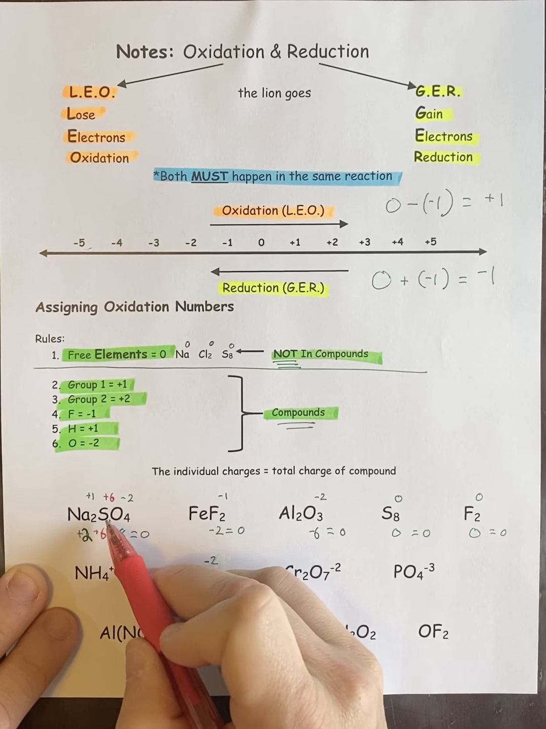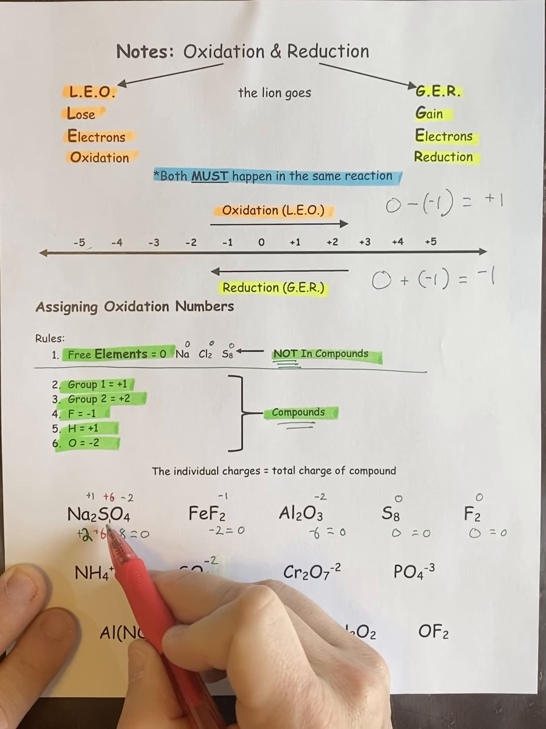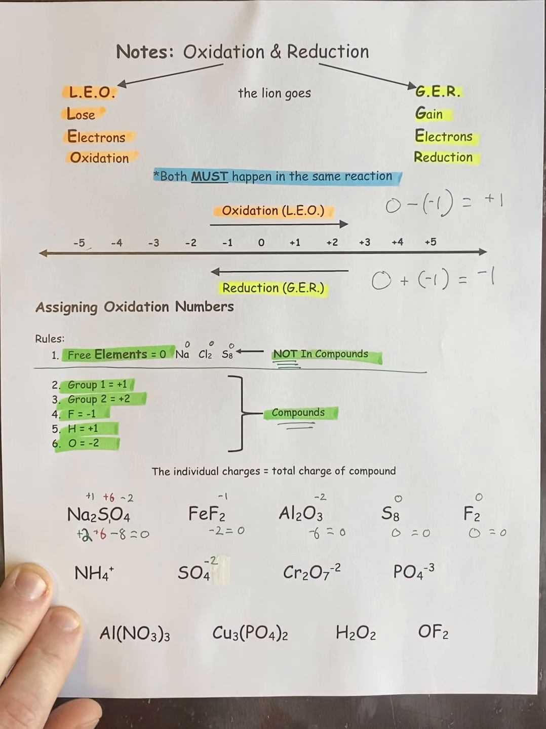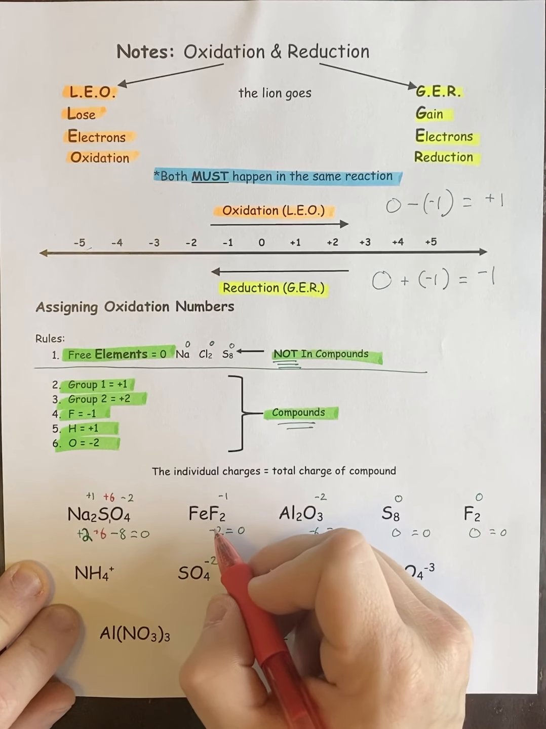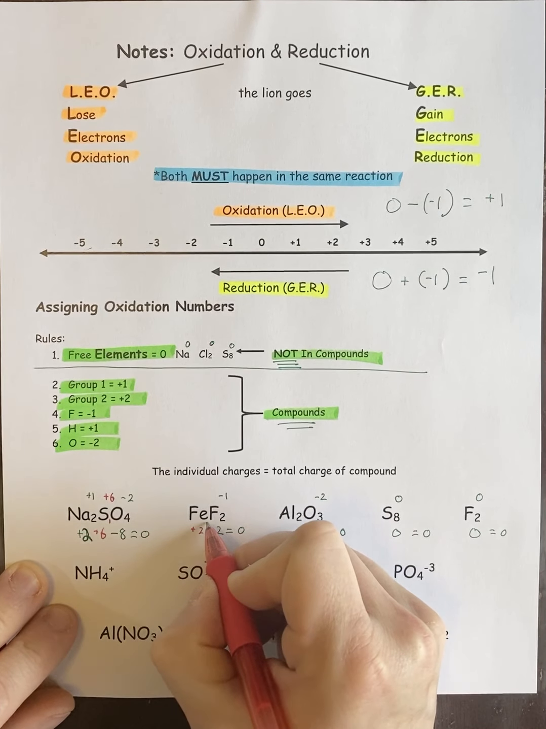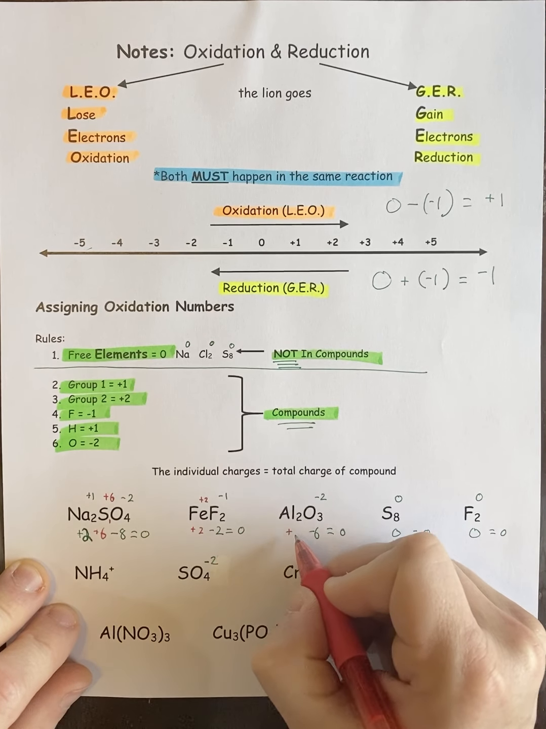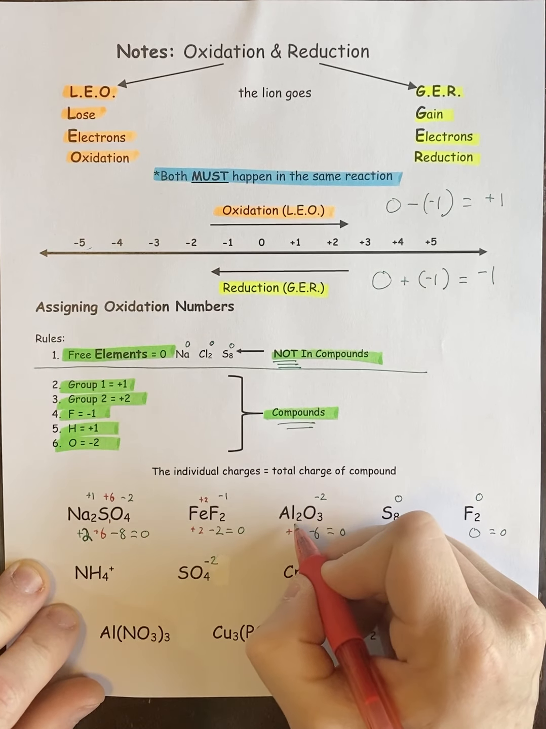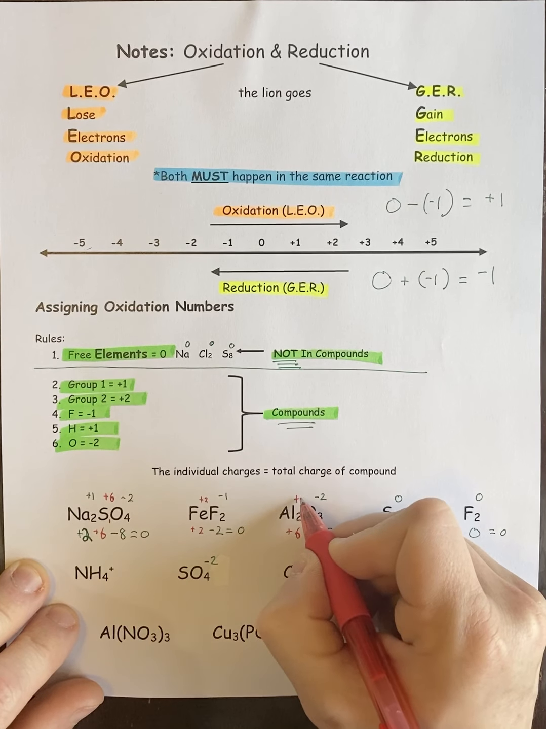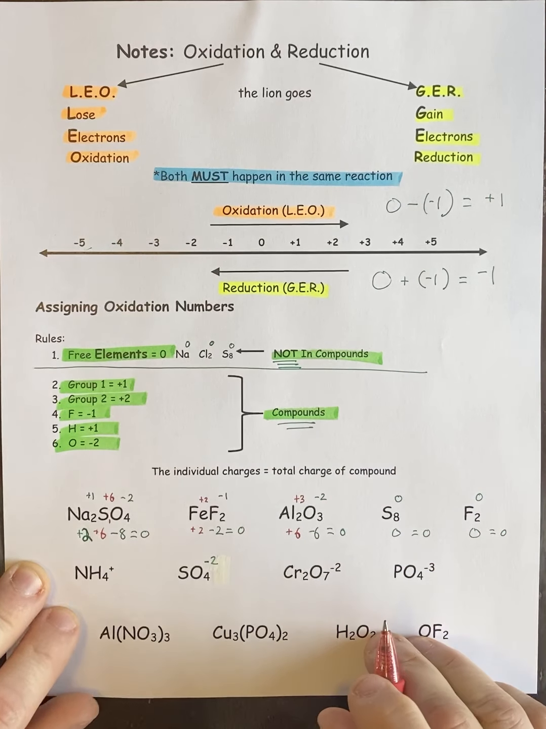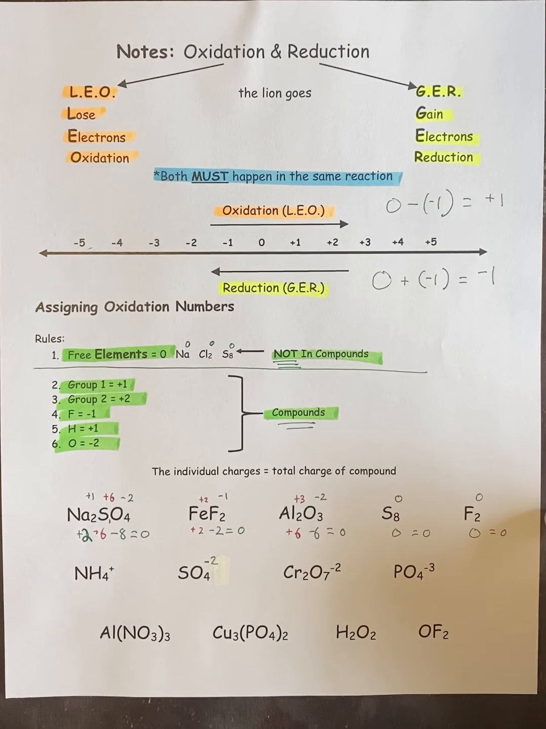If there were 2 S's, it would get +3 each. If there were 3 S's, they would get +2 each. You should get the idea at this point. Here I'm going to need +2, since there's only one Fe, it gets the whole +2. Here I'm going to need +6 to make this 0, since there's 2 aluminums, they get +3 each, and then those two are done. So that's how you do it if you're setting the charges equal to 0.